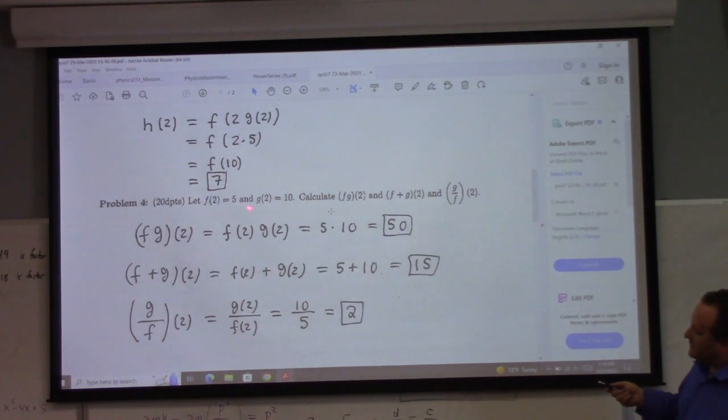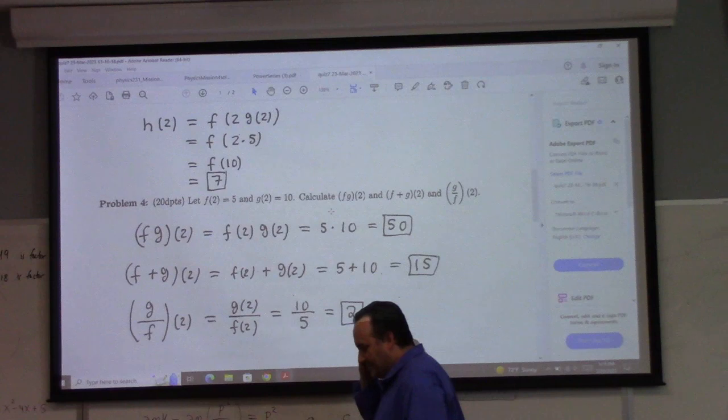So f of 2 and g of 2 is given to be 5 and 10 respectively. F times g, we just multiply. Notice the difference. This is not composition, this is multiplication. So we just multiply. F plus g, we add. G divided by f, we divide, right? I was careful not to put f over g because I know you guys don't like fractions, so you're welcome, right?